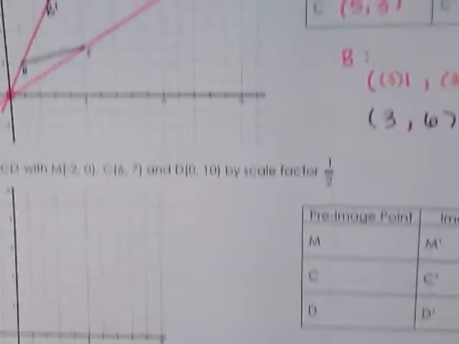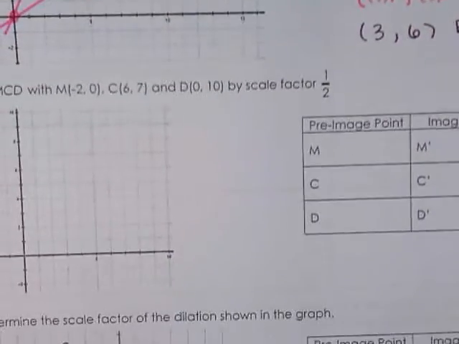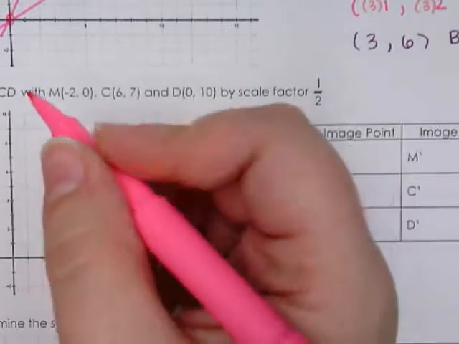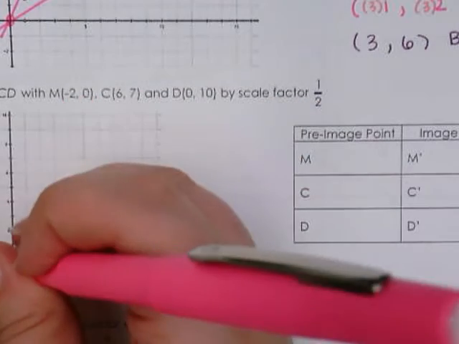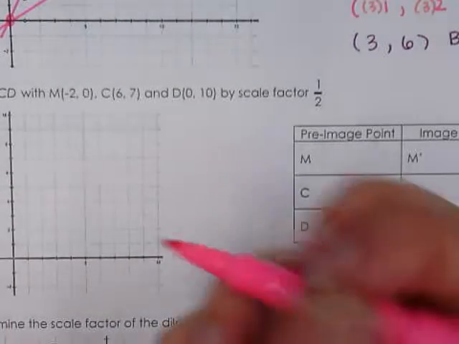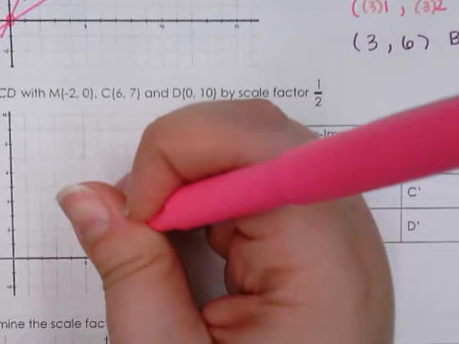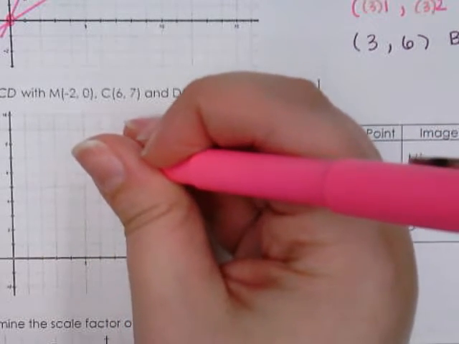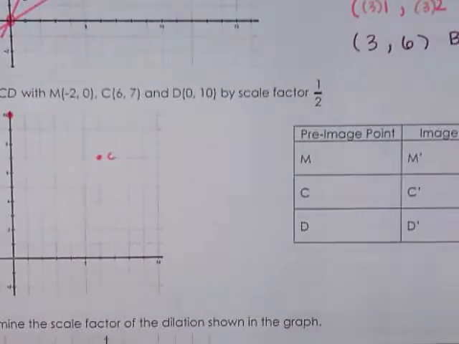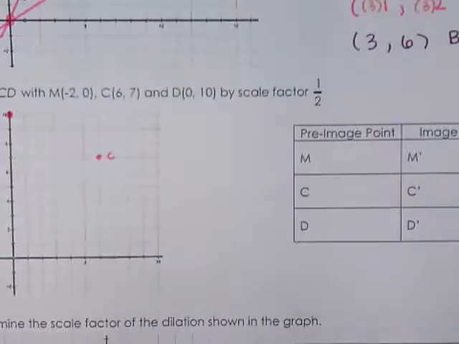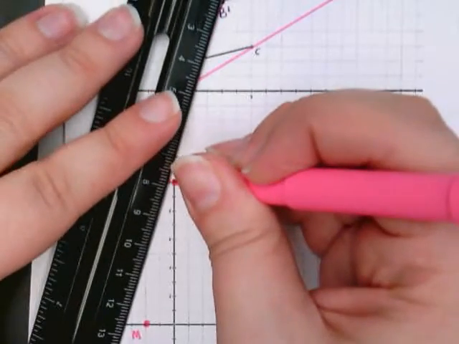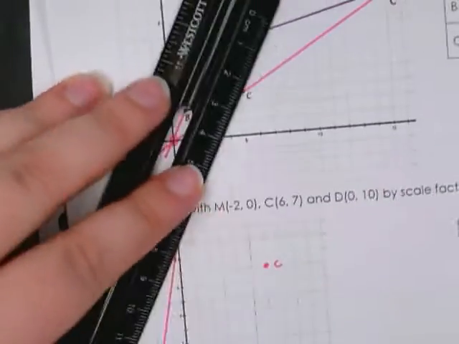Let's look at number 2. So for number 2, I'm given a triangle, and I'm already given the ordered pairs. Let's go ahead and actually plot this. So M is at (-2, 0). So over negative 2, up or down 0. There's M. C is at (6, 7). So I go over 6, up 7: 4, 5, 6, 7. There's C. And then D is at (0, 10). So (0, 10) would be right there. That is D. And when I connect these, here is our pre-image.